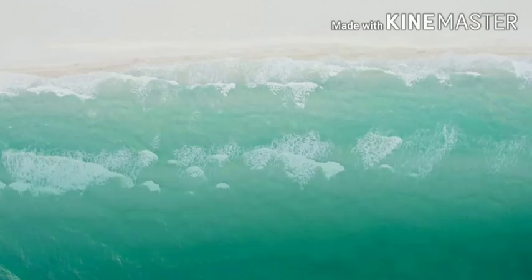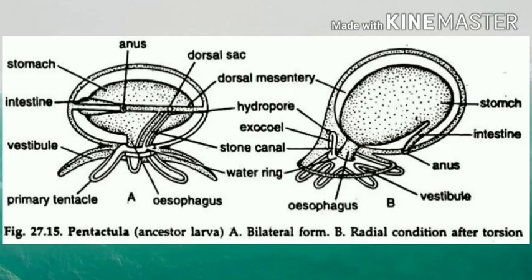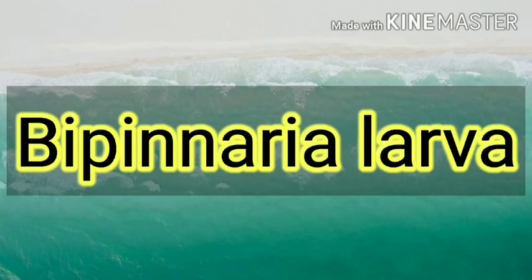Then come to the pentacula larva. This stage is regarded as the next evolutionary step of the dipleurula larva, and this pentacula larva has 5 tentacles around the mouth. The hydrocoel is separated from the rest of the coelom to form the future water vascular system. Then come to the bipinnaria larva.